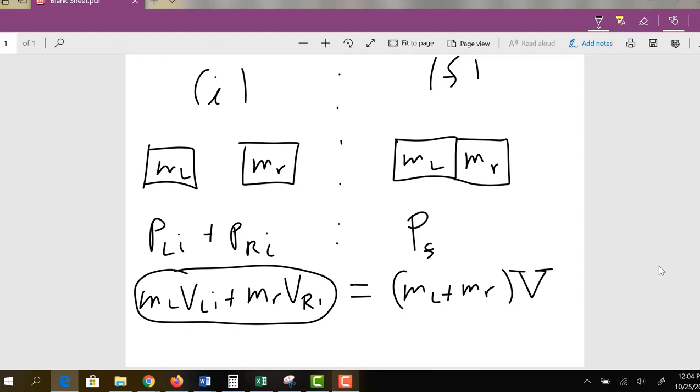One thing to keep in mind, though, if you're moving to the right, that's the positive direction. If you're moving to the left, that's the negative direction. So you'll have to make sure that you take that into consideration when you put these values in.